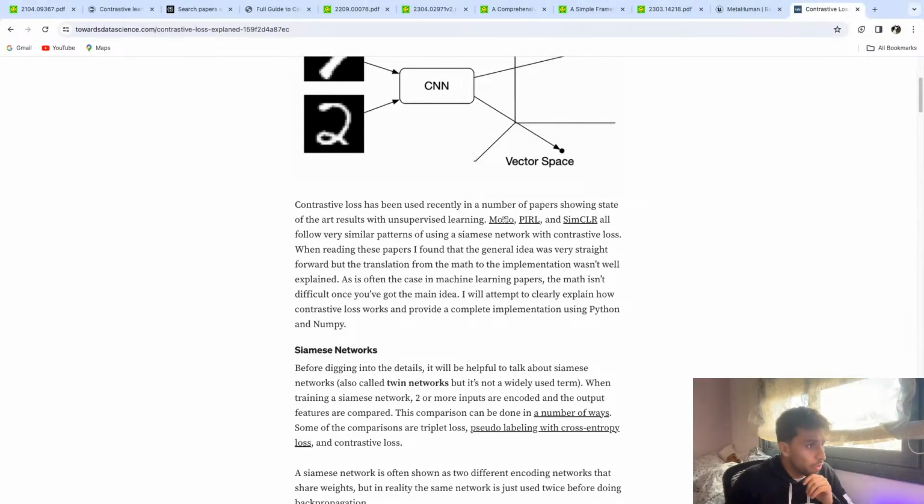When reading this paper, I found that the general idea was very straightforward, but the translation from the math to the implementation wasn't well explained. That is very interesting because it happens a lot, more for people that are not mathematicians like me. As is often the case in machine learning papers, the math isn't difficult once you get the main idea. I will attempt to clearly explain how contrastive loss works and provide a complete implementation using Python and NumPy. Well, let's stop a little bit here.